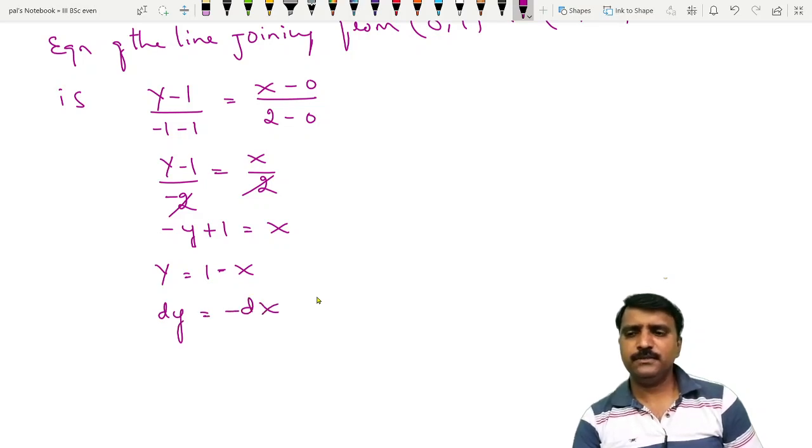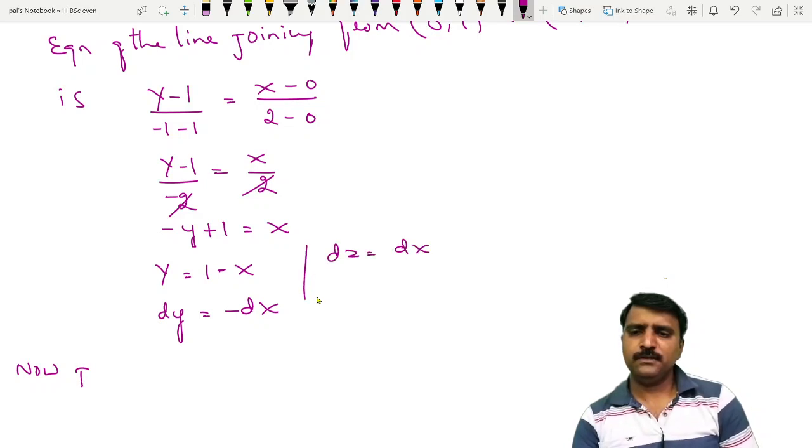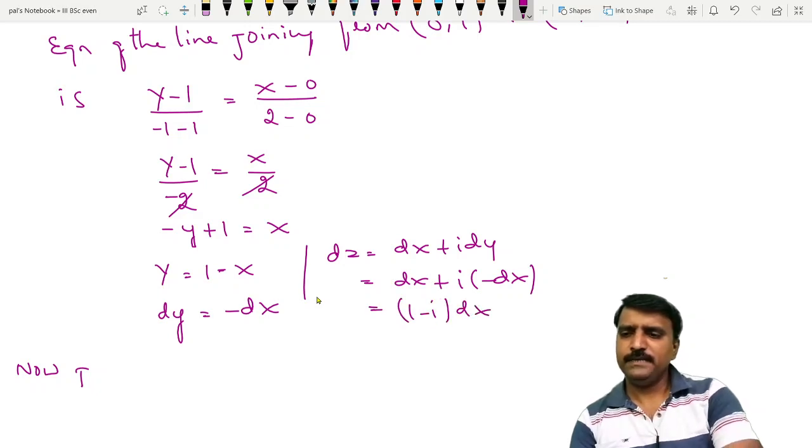dy is equal to minus dx. So now the integral I becomes... Now write dz. dz is equal to dx plus i dy, and dx plus i into dy is minus dx. So this is equal to 1 minus i into dx.